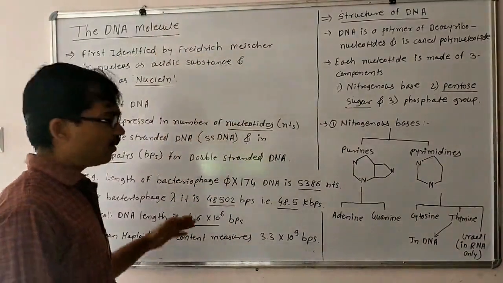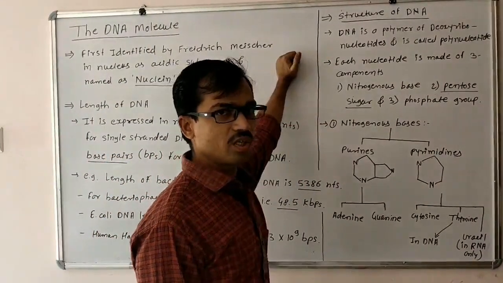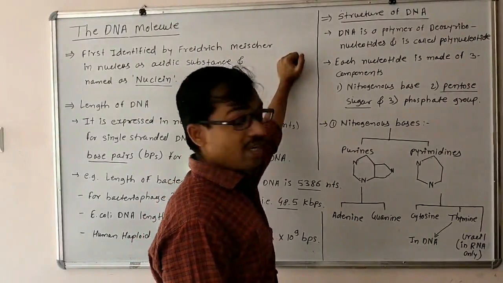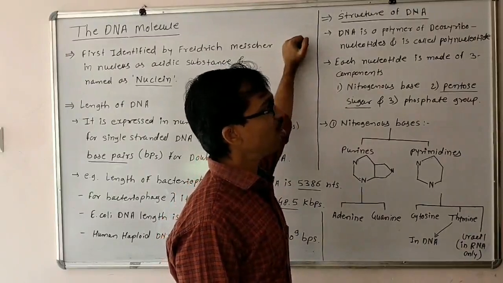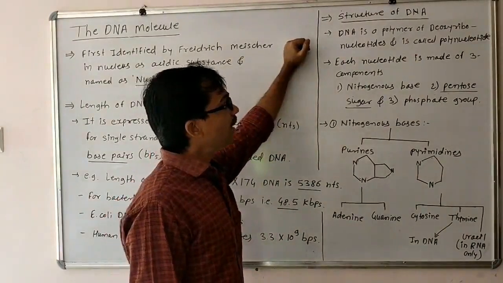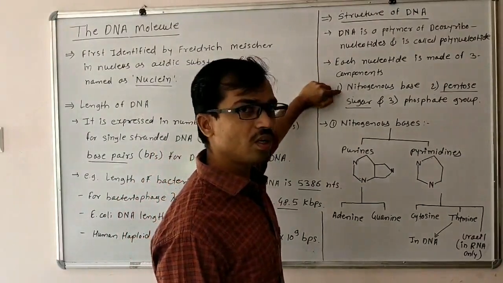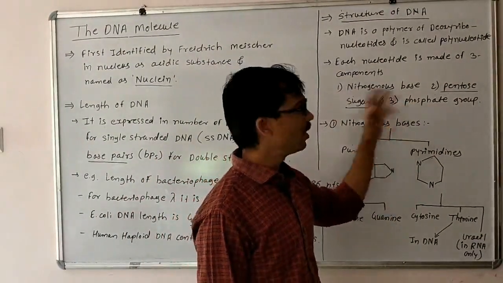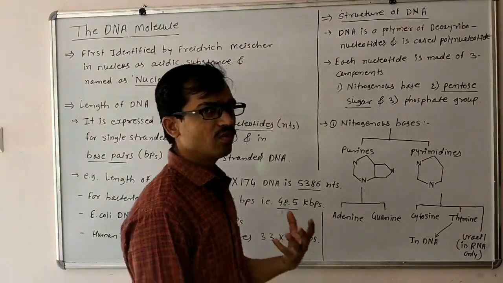Now this is about the length of the DNA in general, but the most important factor that we have to study in this point is the structure of DNA. Now DNA is a polymer of deoxyribonucleotides, and it is therefore called a polynucleotide chain, a chain of several nucleotides. And each nucleotide is made up of three components. The first component is a nitrogenous base, the second one is a pentose sugar, and the third one is the phosphate group. The same three components are present in the nucleotides of DNA and in the nucleotides of RNA.